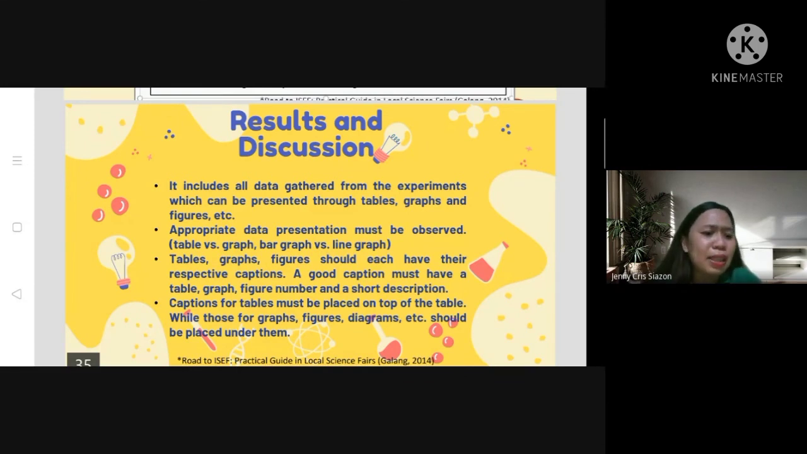Ano bang dapat talagang ilagay? Table ba o graph? Kung anong graph ang ilalagay mo, ano bang klaseng graph? Bar graph or line graph? So you should know specifically what type of table and graph you are going to use. And it must include captions, sa ibaba, dapat merong specific captions na nakalagay. Hindi lang basta table, hindi lang basta graph, hindi lang basta figure or drawing. Kailangan may nakasulat na caption na dinidescribe mo yung table na yon, yung graph na yon, yung figure na yon. No, it must have a short description.